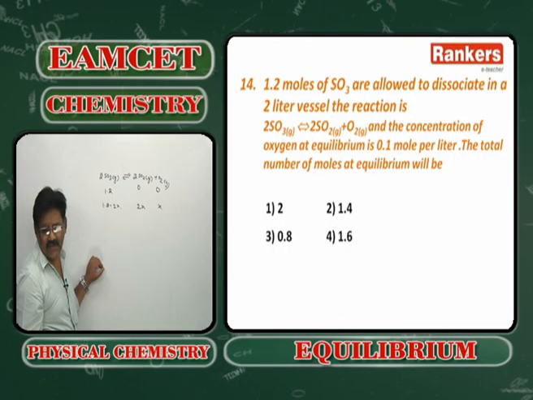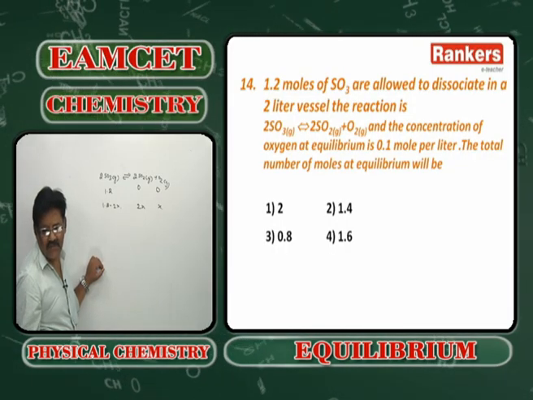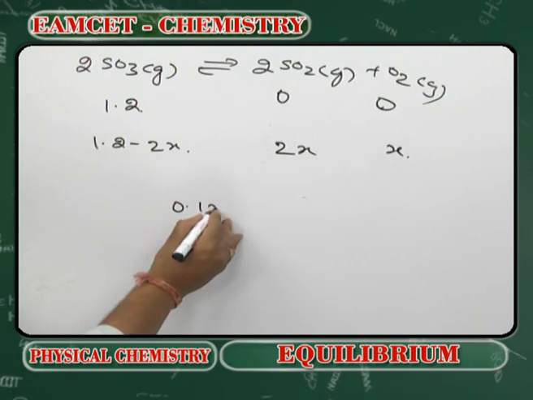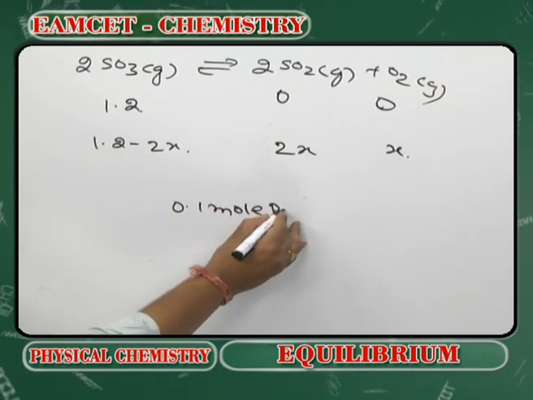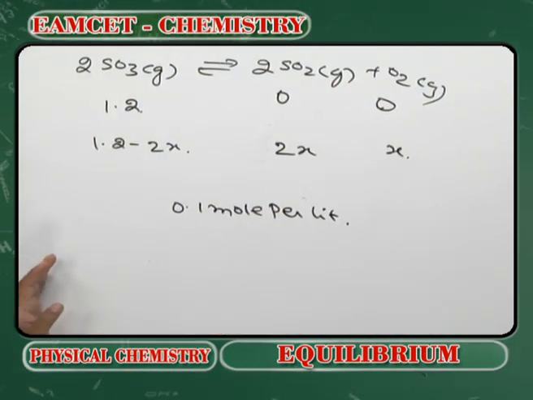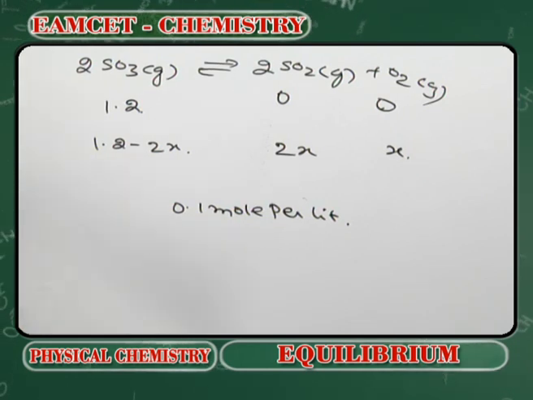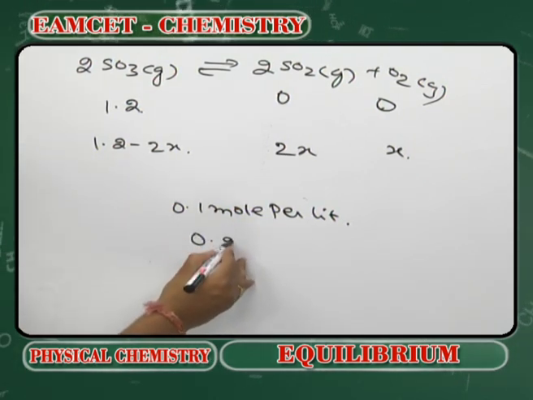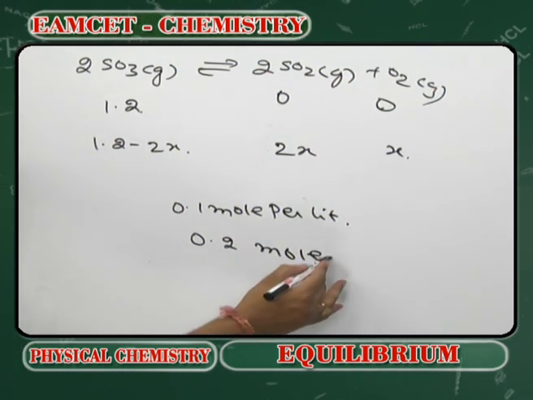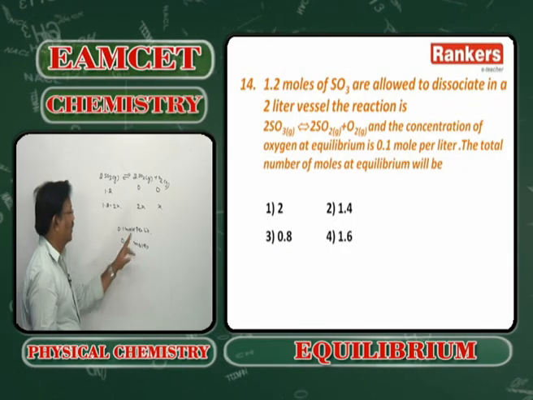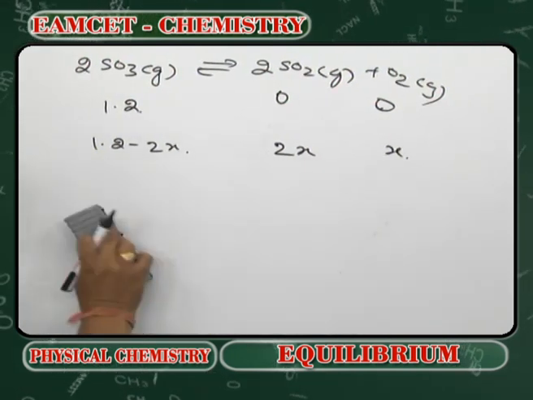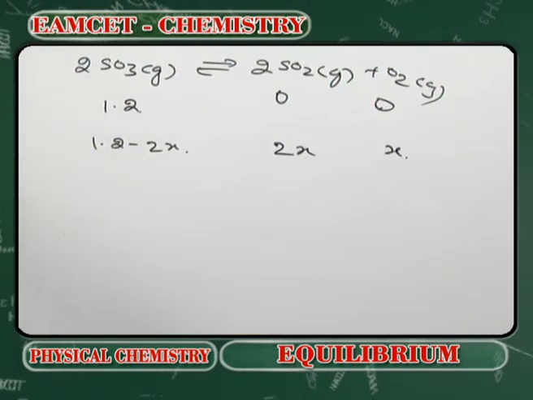But what is the point? The concentration of oxygen at equilibrium is 0.1 mole per liter. The volume of the vessel is 2 liters. So in 2 liters, what will be the oxygen present? 0.2 moles. Oxygen will be 0.2 moles.